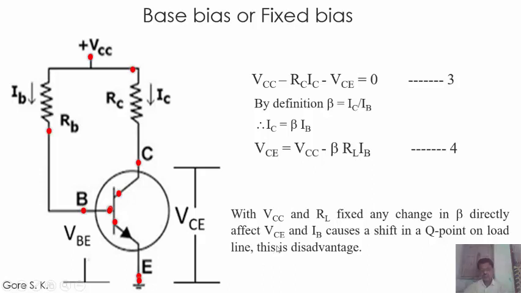So this is the base bias, the simplest bias, but it has disadvantages like this. When beta is changed, the transistor voltage and transistor current change, and due to that the Q point is changed. So this is the base bias. This is the simplest bias, but it has disadvantages.